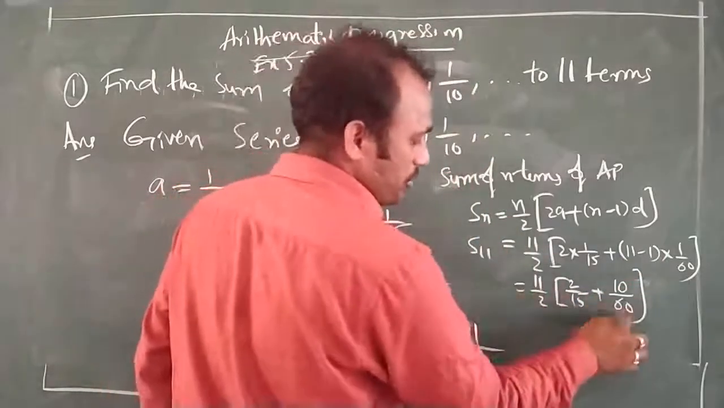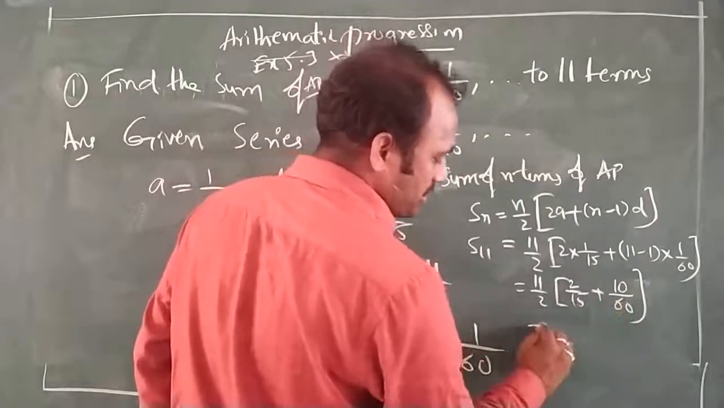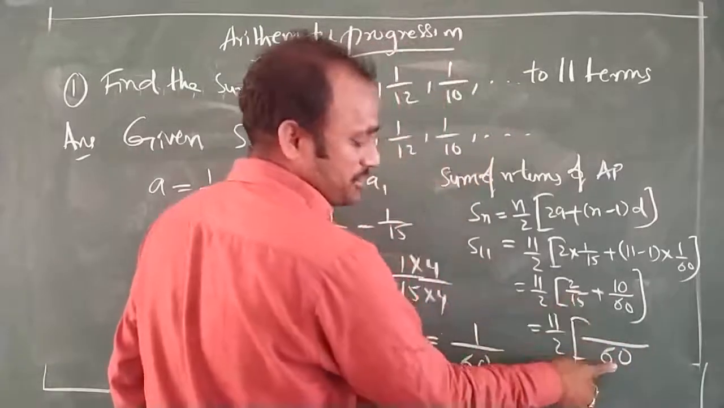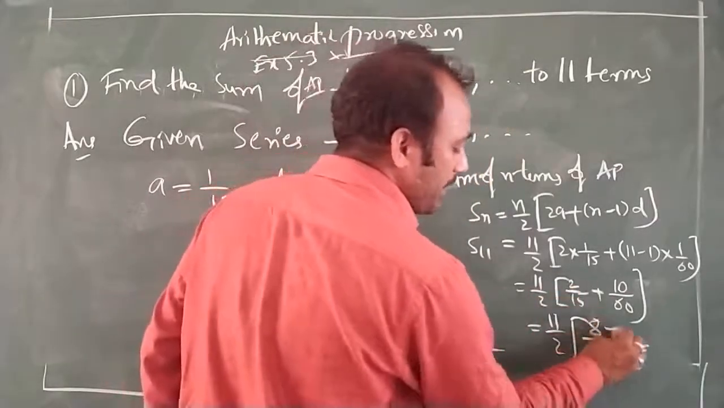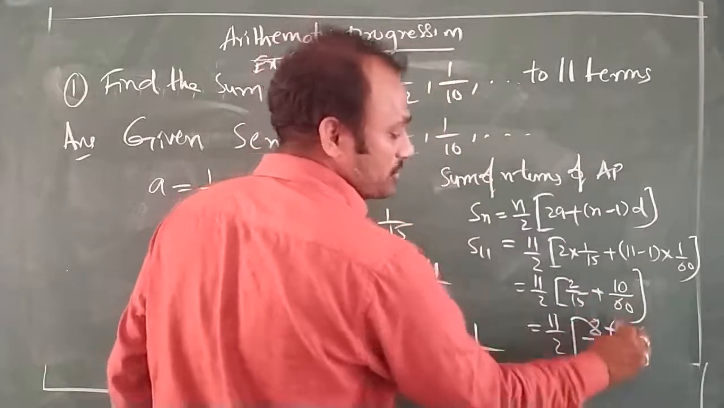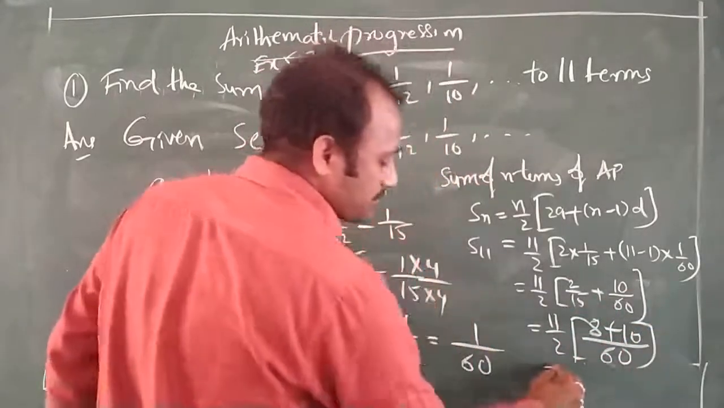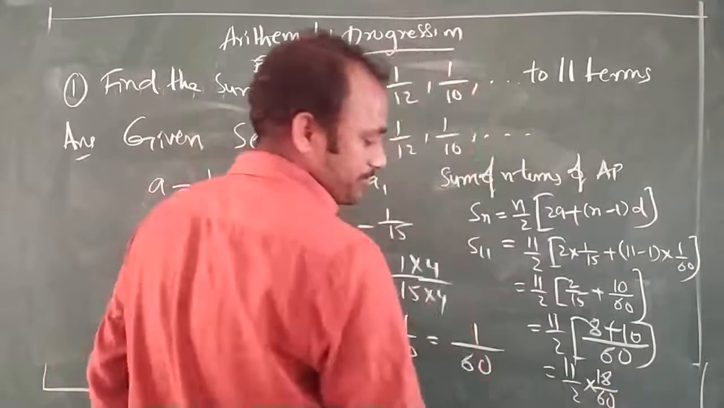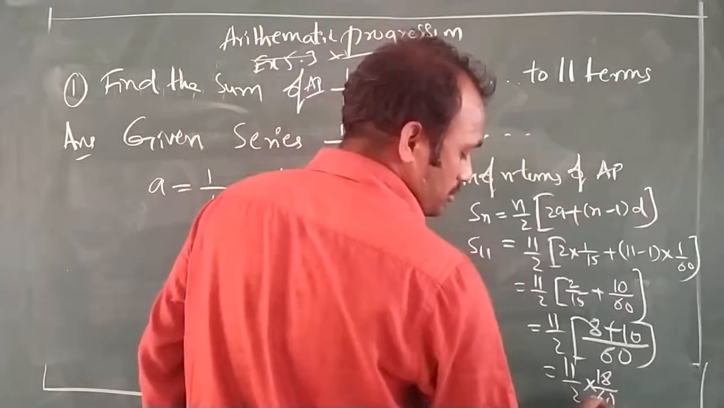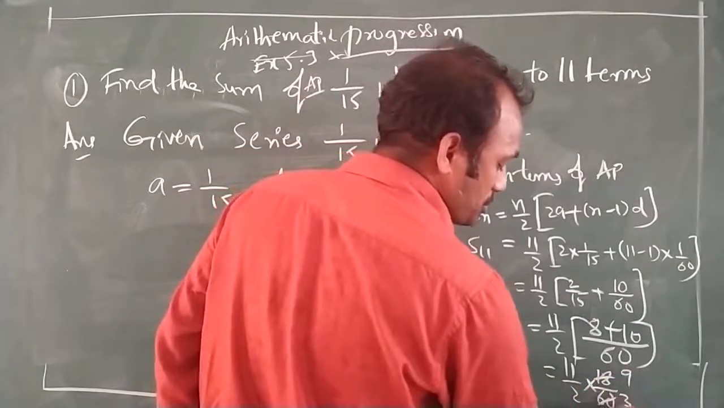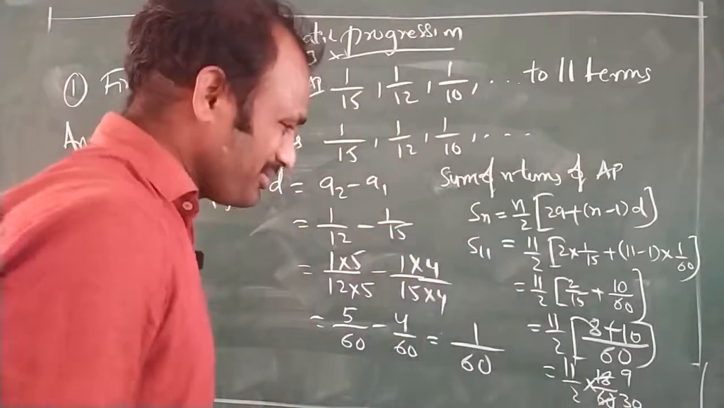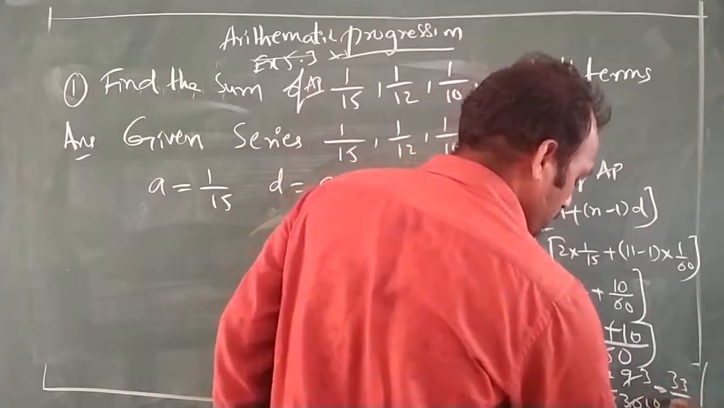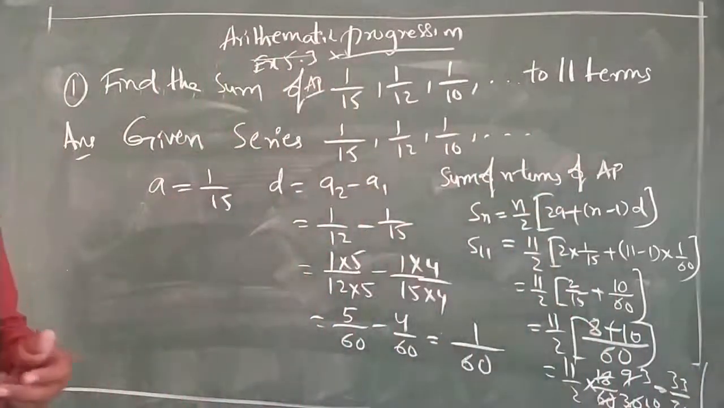We should not leave it like this. The LCM of 15 and 60 is 60 only. So let me write 60. 15 goes into 60 how many times? 4 times, so 2 fours are 8. 60 goes into 60 how many times? 1 time, so as it is you write 10. So that is 11 by 2 into 18 by 60. We can cancel: 2 ones are 2, 2 nines are 18, and 3 threes are 9, 3 twenties are 60. So the answer is 33 by 20. That is the S11 value.